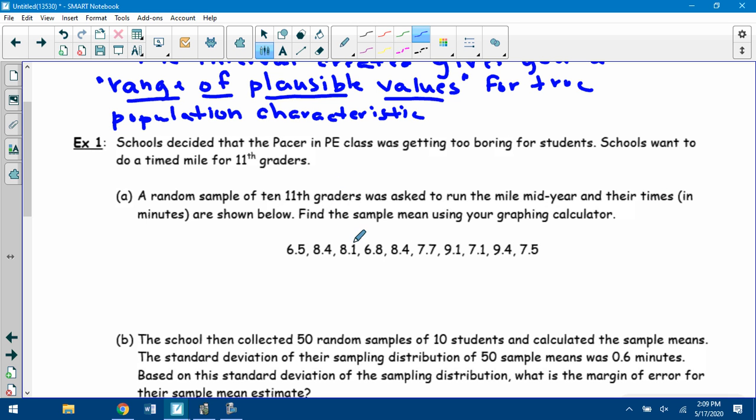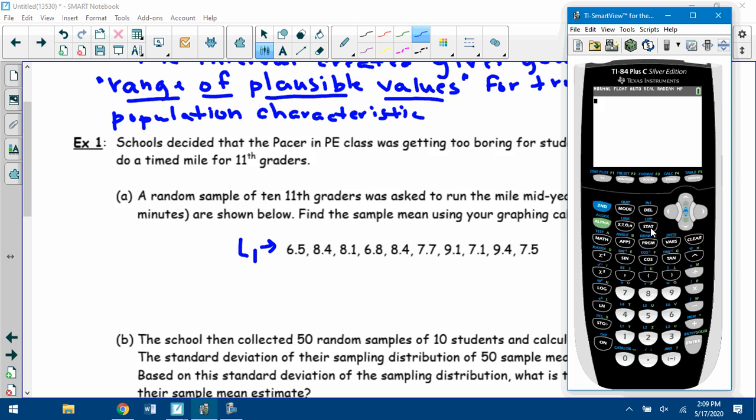Okay, so I could just add these all up and divide by 10, but let's throw these into L1. If I go to stat edit and put all these numbers in, I'm going to clear out what I have. So I've got 6.5, 8.4, 8.1, 6.8, 8.4, 7.7, 9.1, 7.1, 9.4, and 7.5.